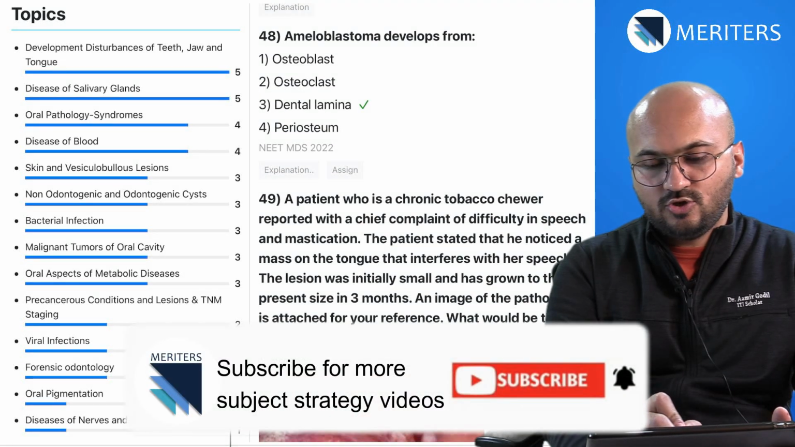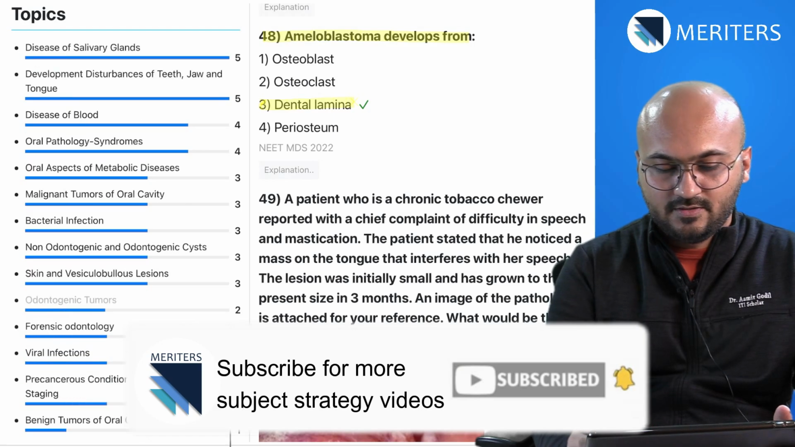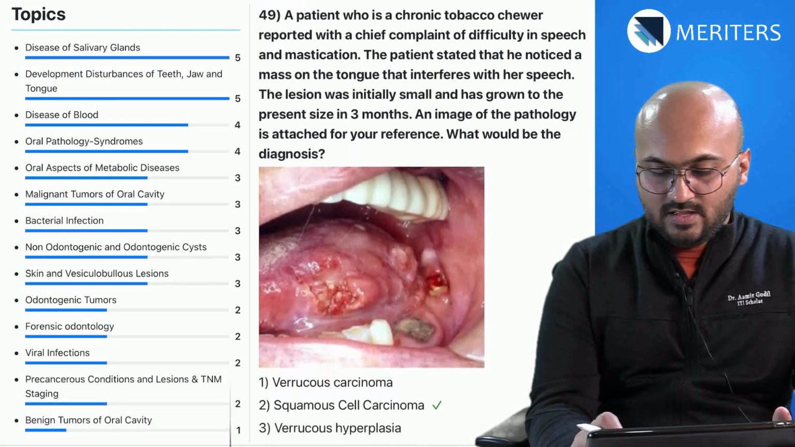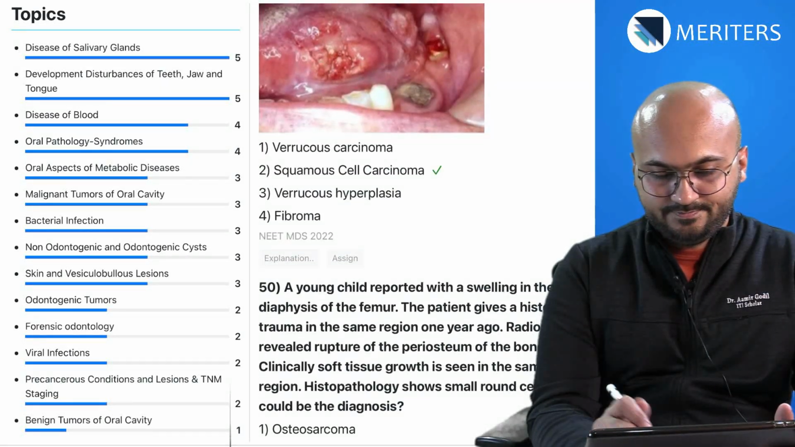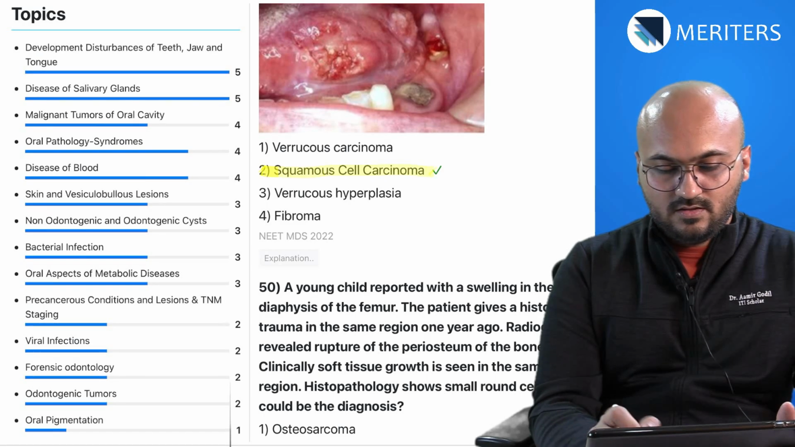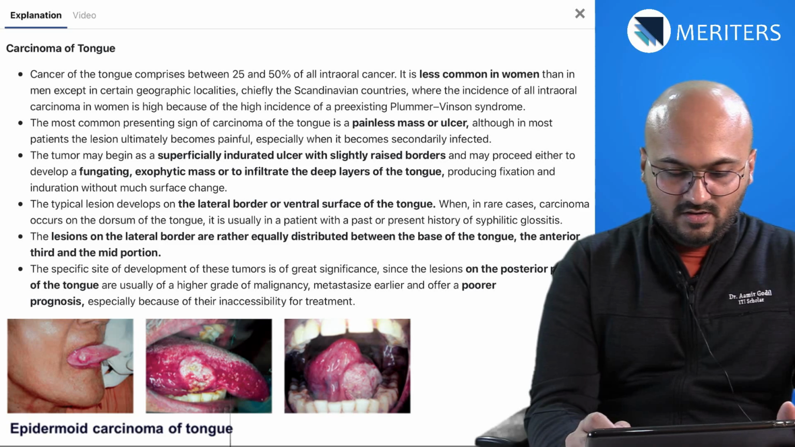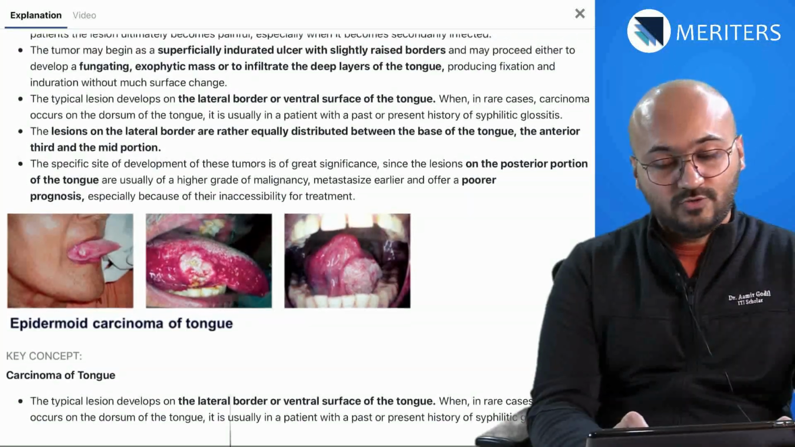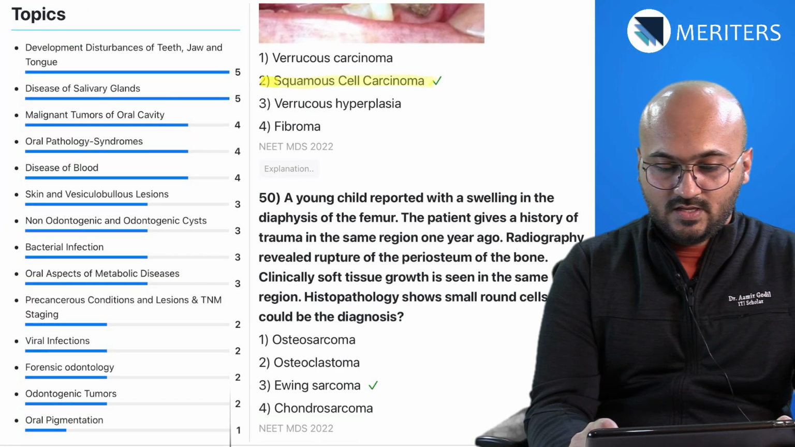Ameloblastoma, histology, the pathogenesis, all important. It starts from dental lamina. So that's an odontogenic tumor. Then we have a clinical image of squamous cell carcinoma, right? And how do we arrive at this diagnosis? Always look at the explanation, take down notes from the explanation without fail, watch the video as I told you.